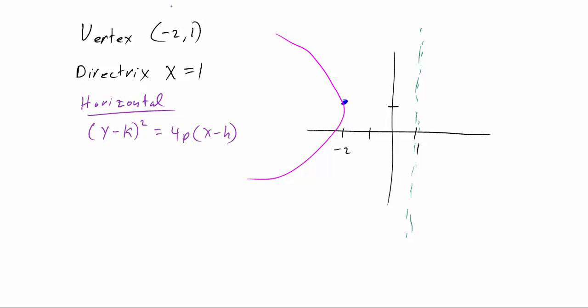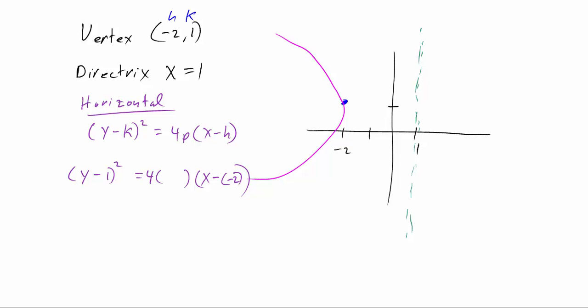And once again, we know the h and k value is negative 2, 1. So we could substitute in where we would end up with y minus 1 squared equals 4 times our p value, and then we would have x minus a negative 2. Okay, there's already a minus here in the formula, and we have a negative 2, so that's x minus a negative 2. And now, how do we find the p-value?